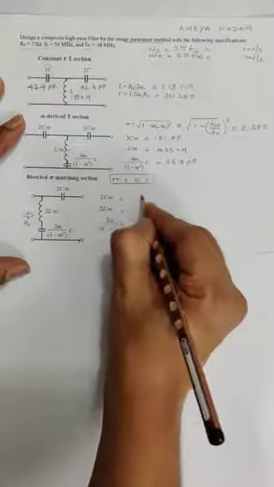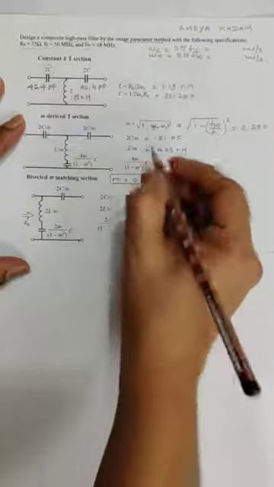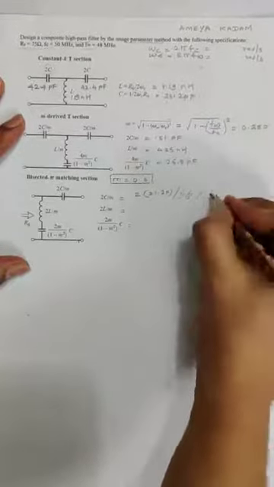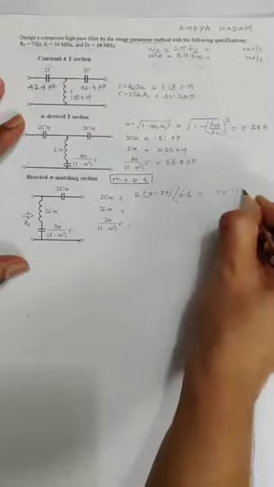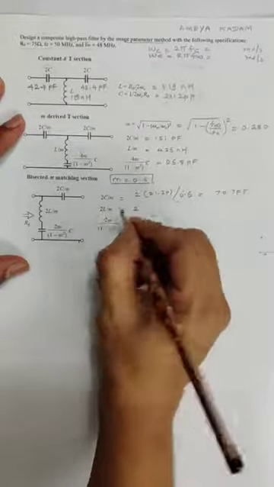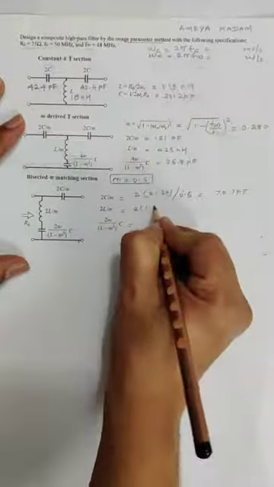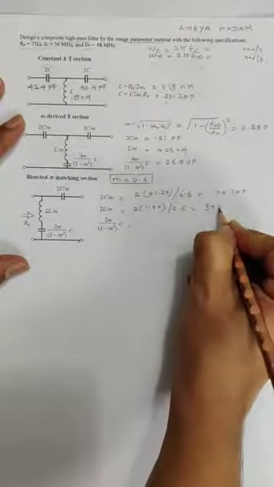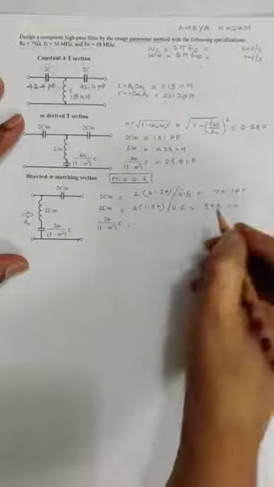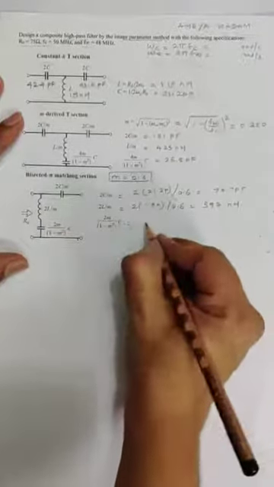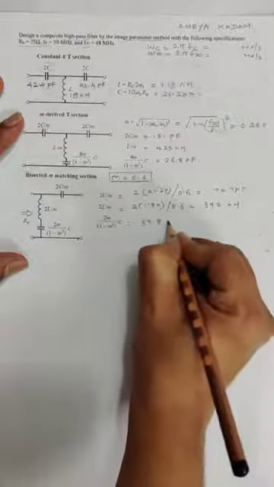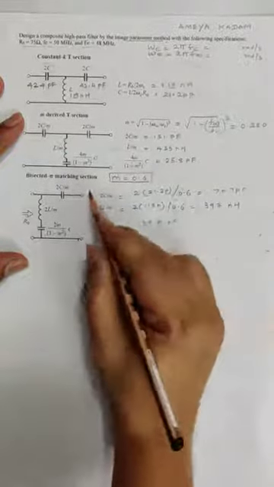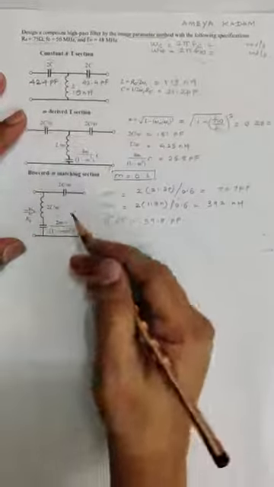So here it will be 2 into C, that is 21.2 pico, divided by 0.6. So it turns out to be 70.7 picofarad. Here it will be 2 into 119 nano divided by 0.6. So it turns out to be 397 nanohenry, and this component again turns out to be 39.8 picofarad. We select M equal to 0.6 for designing the bisected pi matching section.